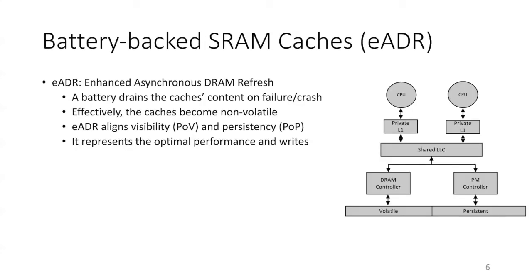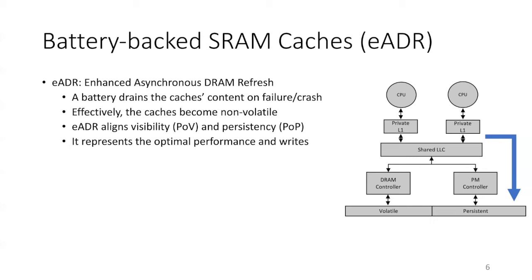Another way of making the caches non-volatile is by having a system with battery-backed SRAM caches, so they will not have any NVM-related side effects. This solution enhances the ADR guarantees from draining the main memory controller content to also draining the content of the caches, and thus we call it eADR, or enhanced ADR. The battery will provide enough energy to drain the content of the caches to the non-volatile main memory in the event of a crash, so they will not be lost. Therefore, effectively, the caches can now be considered non-volatile, which means that any update being allocated at the caches and becoming visible will also be persistent at the same time.